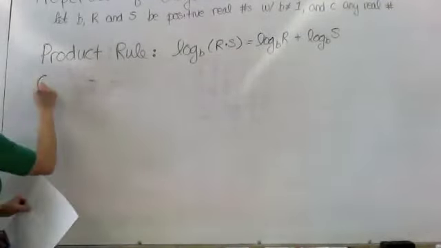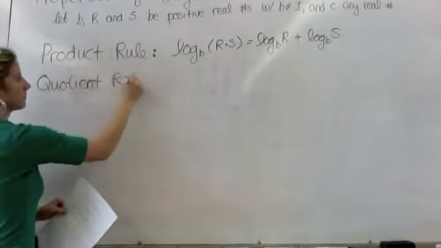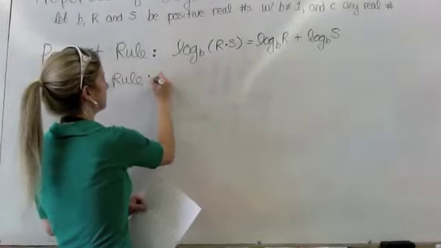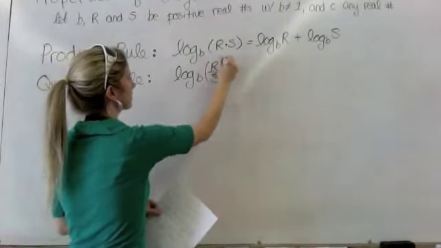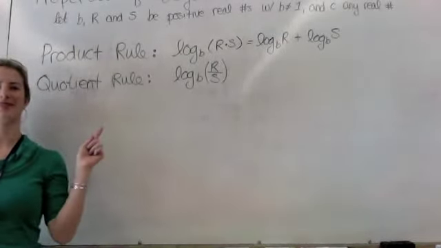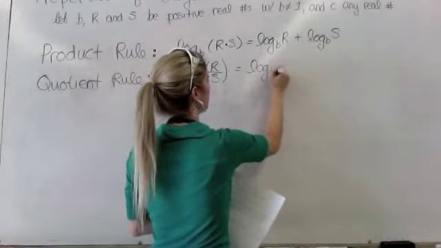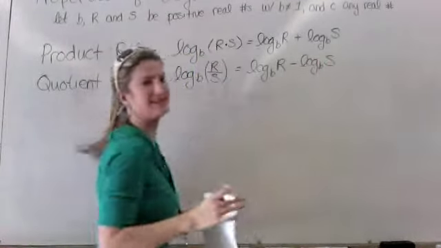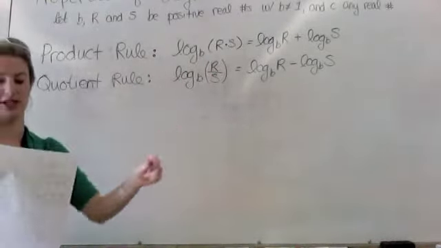The next one is the quotient rule. So in this case, if we have the log base B of R over S, does anyone want to take a guess of what that one's going to look like? Yes? Log of R minus log S. Very good. Log base B of R minus log base B of S. Nicely done. So when it's division, it's subtraction. When it's multiplication, it's addition.